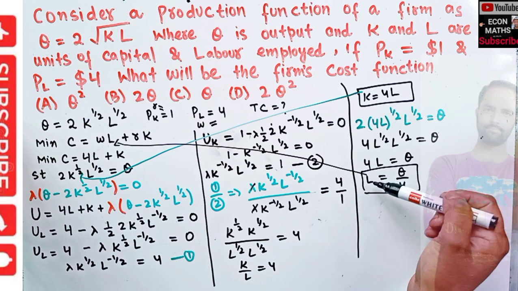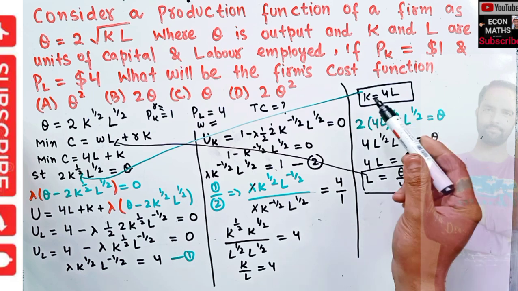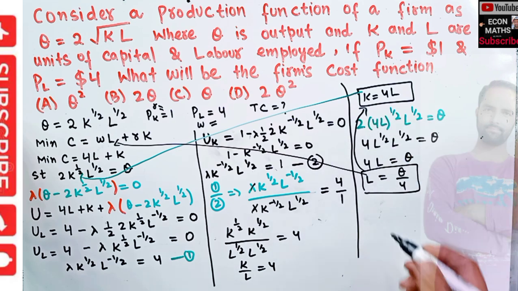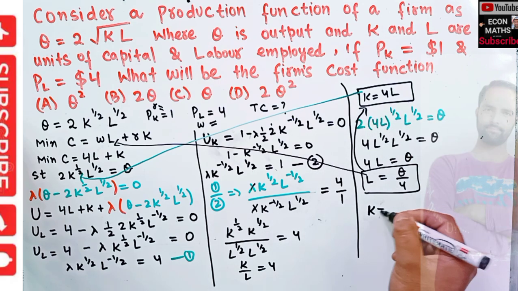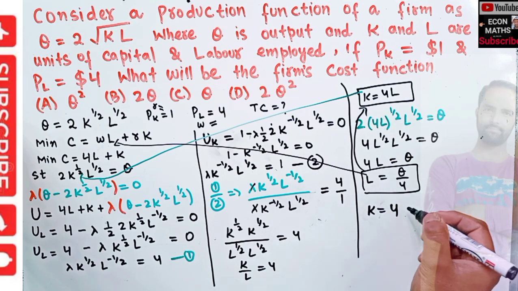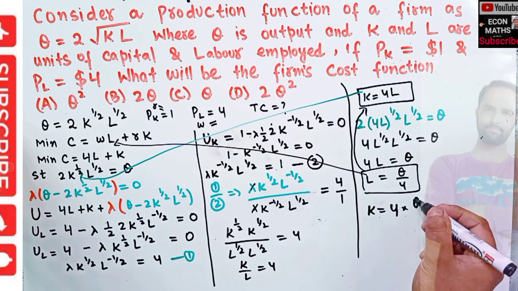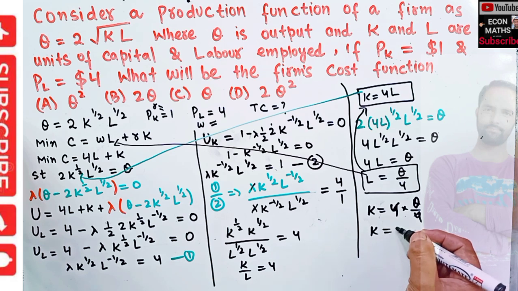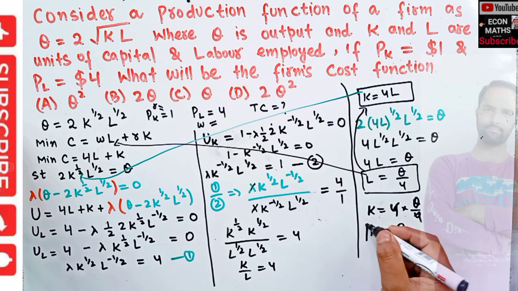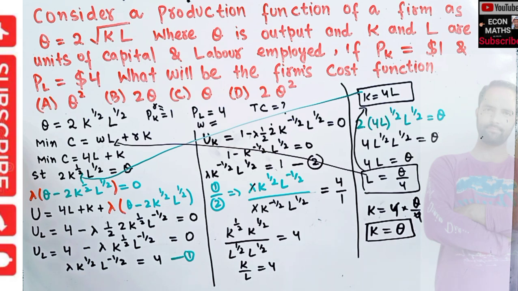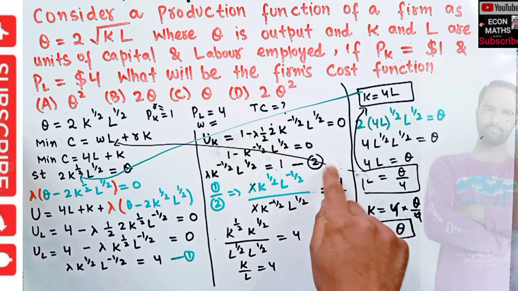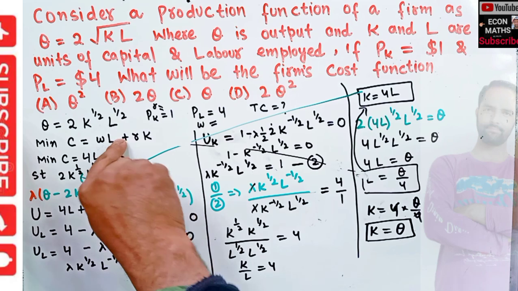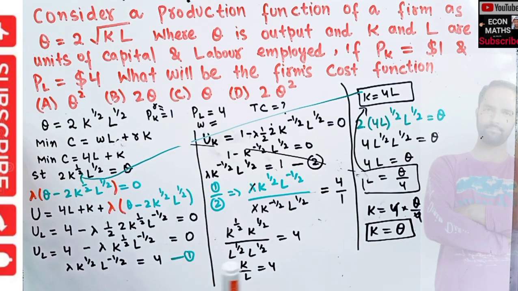Now plug the value of L is equal to Q upon 4 first in this equation, to get the value of K in terms of Q. So K will be equal to 4 times L, L is Q upon 4, that is 4 times Q upon 4, 4 gets cancelled, so K is equal to Q. Let me rub this out. This is not required yet. So we got K and L in terms of Q. Now we can find out the cost function.